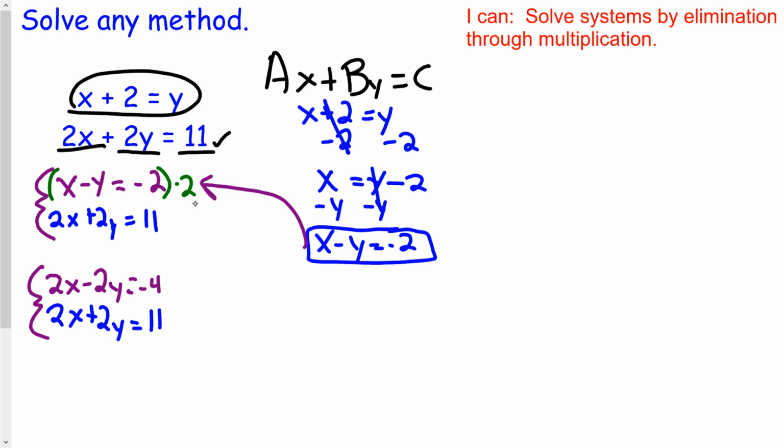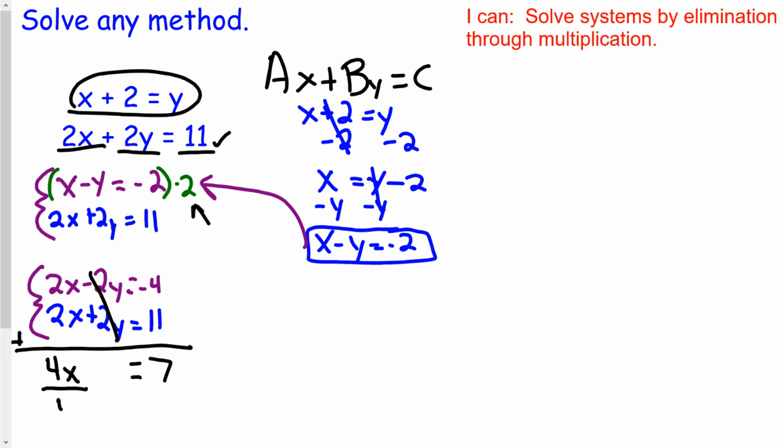Now the question always does come up, how did we get this 2? Again, I wanted this coefficient to be a negative 2, so it would cancel out with this positive 2. I also could have multiplied this top equation by a negative 2 to put a negative 2 out here in front of this x, so that the x's would cancel out. Either way is fine. So let's take a look at this now. If I add these together, 2x plus 2x is 4x. Negative 2y plus 2y is 0. And bring down my equal sign. Negative 4 plus 11 is 7.